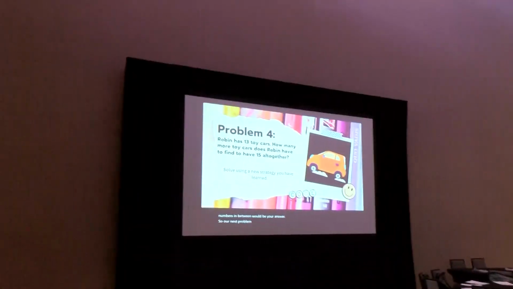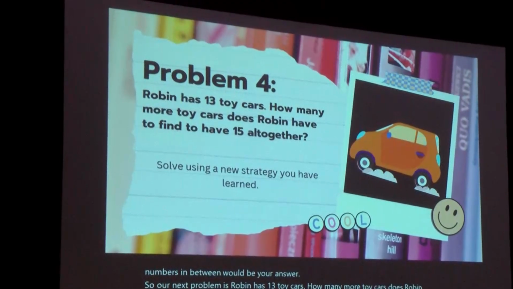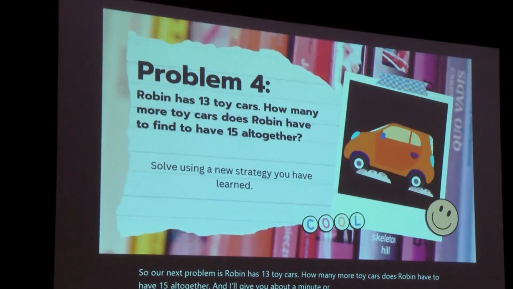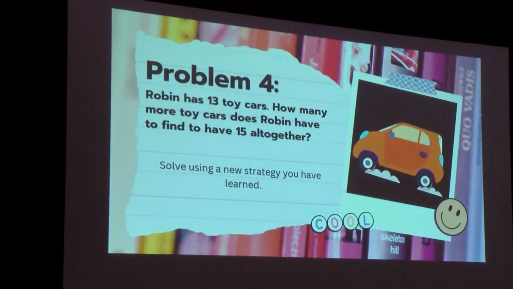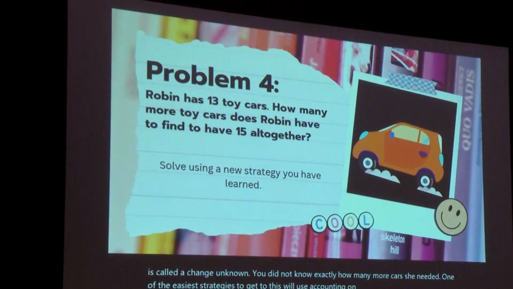So our next problem is Robin has 13 toy cars. How many more toy cars does Robin have to have 15 altogether? And I'll give you about a minute or so to solve this problem. So the answer to this would be she needed 2 more cars to get 15 altogether. This problem is called a change unknown. You did not know exactly how many more cars she needed. One of the easiest strategies to get to this would use a counting on strategy. Start at 13 and count on till you get to 15.